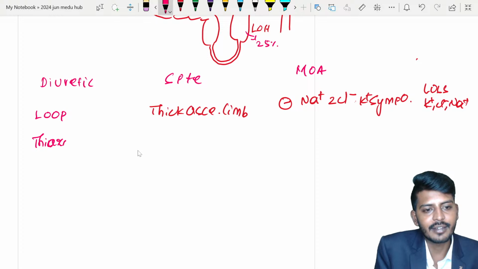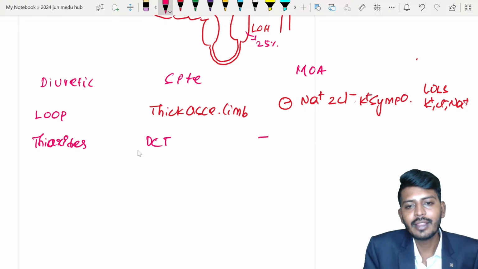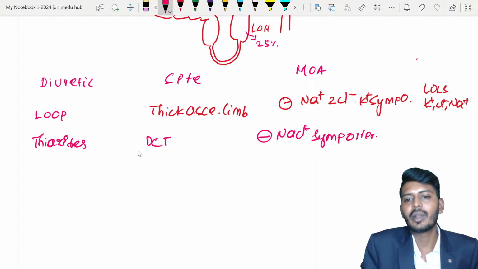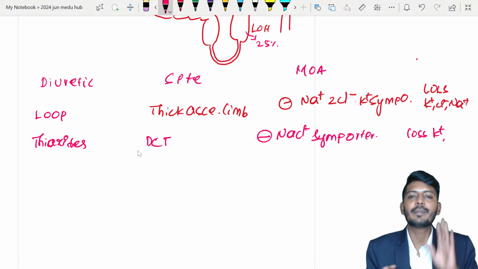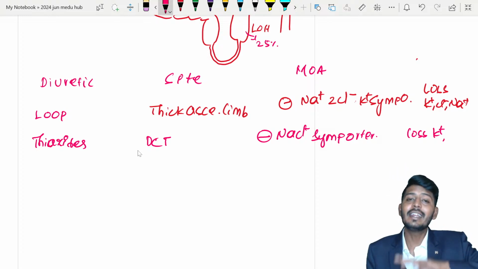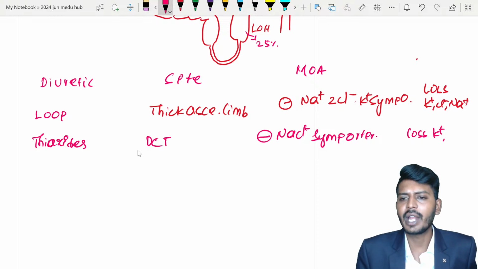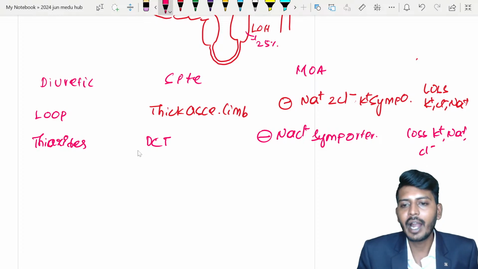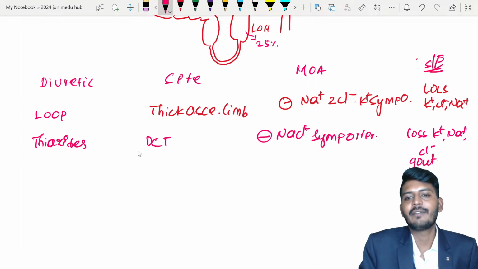Okay, thiazides act in the DCT, distal convoluted tubule. They will inhibit the sodium and chloride symporter. These will also cause the loss of potassium. Though it is blocking only the sodium and chloride pump, still it will cause the loss of potassium from the collecting duct. Remember this much, from the collecting duct. Potassium, sodium, and also chloride, all three of them will be lost, and they will cause one more side effect, gout.